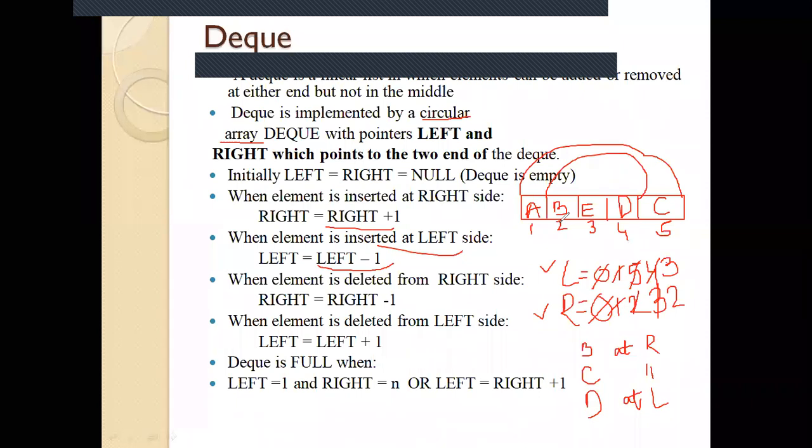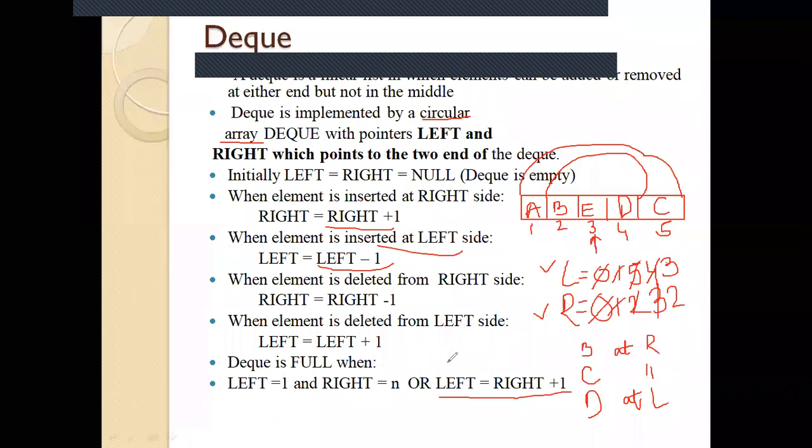Now again I'm saying insert at the left end. Can I insert at the left end? No. Why? Because if I decrement this left, 3, by 1, it will become 2, and at 2 you already have an element. Okay. So right now your array is full. So what is the condition for the array to be full? One is this: if left is equal to right plus 1, then your array is full.